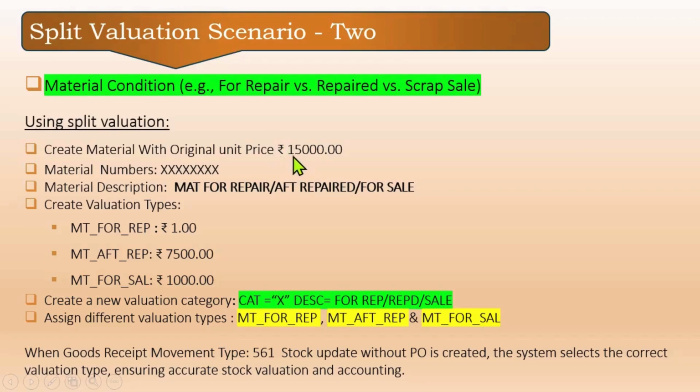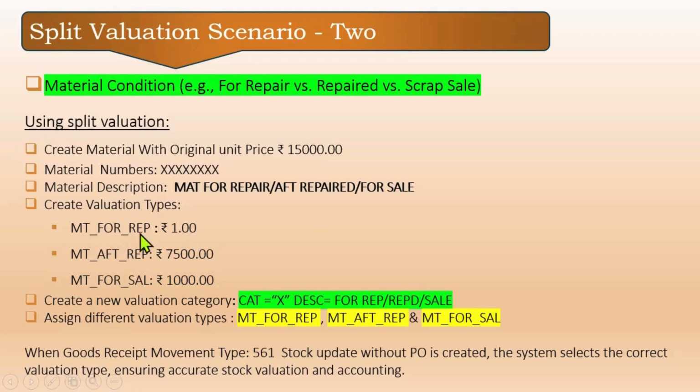So we'll follow the same currency over here. Fresh material, rupees 15,000. We'll create the material in the system, and we take exactly this as a description. And what we will do, we'll create 3 global type valuation. We create 3 global types.